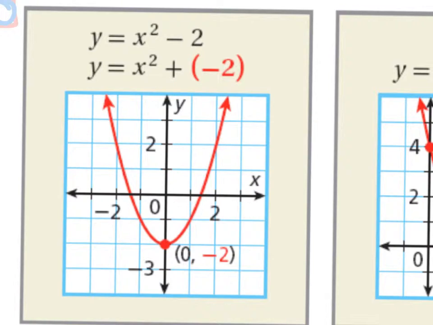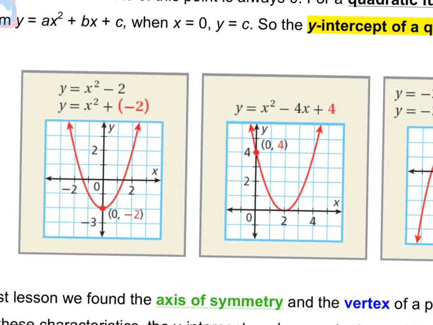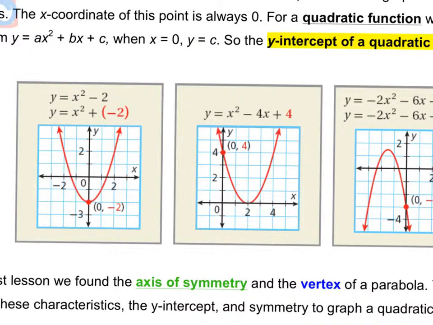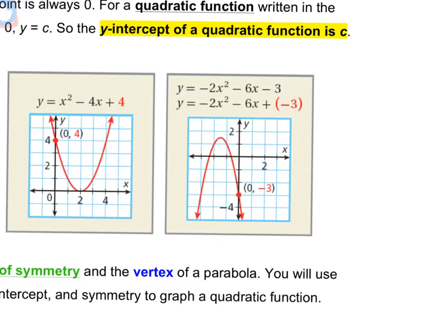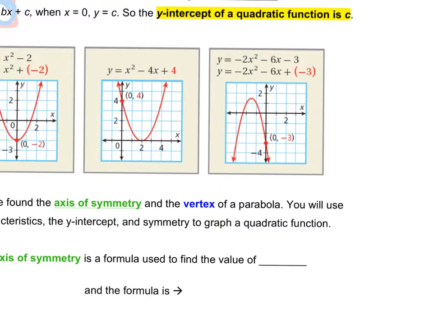Okay? So that you can then graph the rest. Notice that here, y equals x squared minus 4x plus 4, I cross the y-axis at 4. And this one here, y equals negative 2x squared minus 6x minus 3, that minus 3 is where I cross the y-axis. So that's just an additional way of finding the y-intercept of a quadratic function.